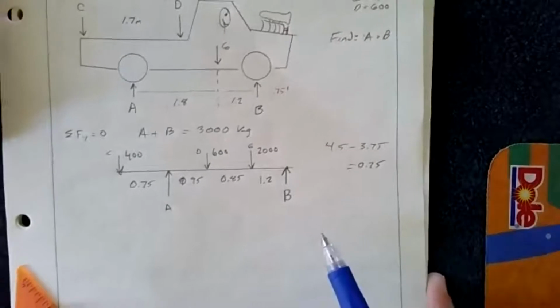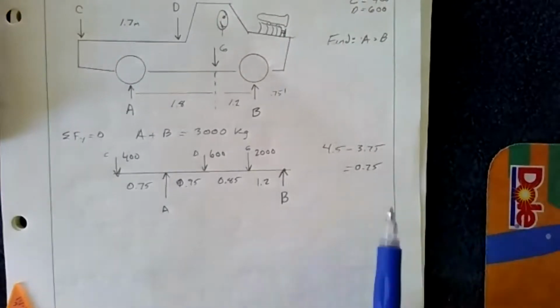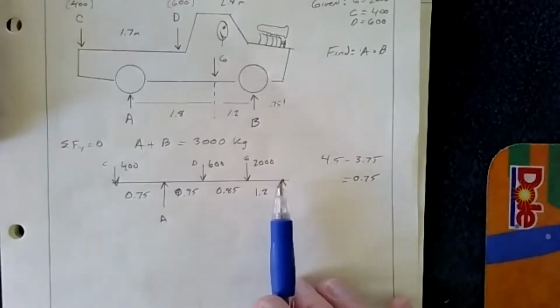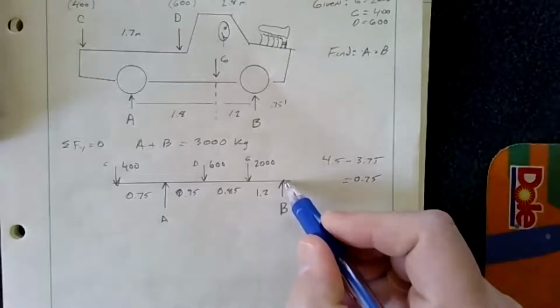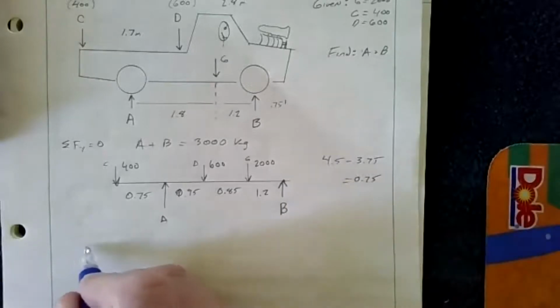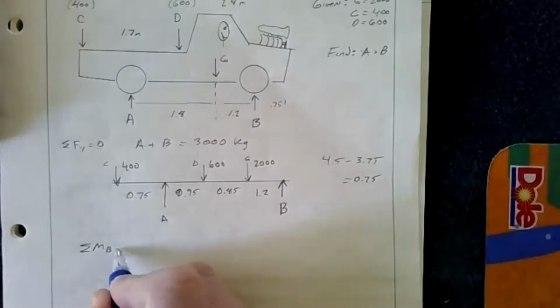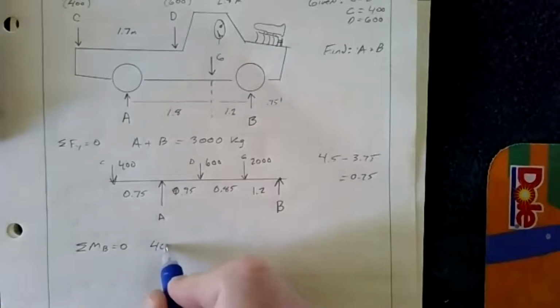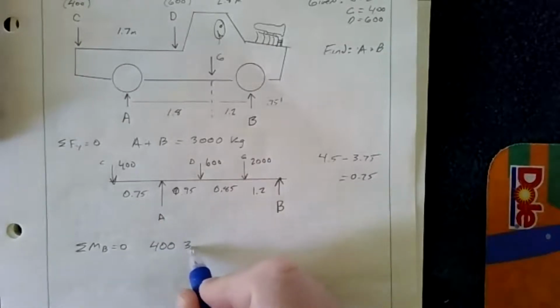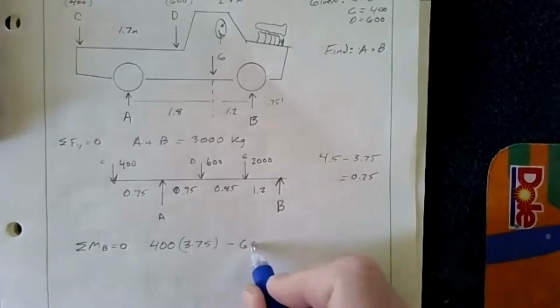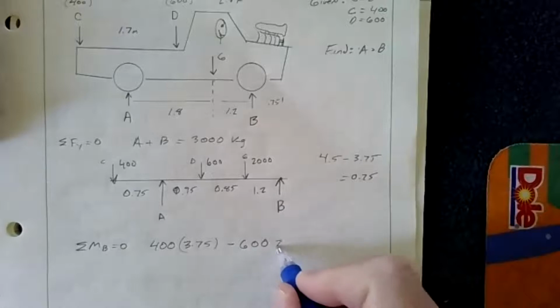So how do I figure out what's what? I can take a moment about a single point, and that eliminates the moment at that point. For example, if I take a moment about B, then B is excluded because the distance becomes 0. So if I sum the moments about B to 0, I have 400 times 3.75 minus 600 times 2.05.